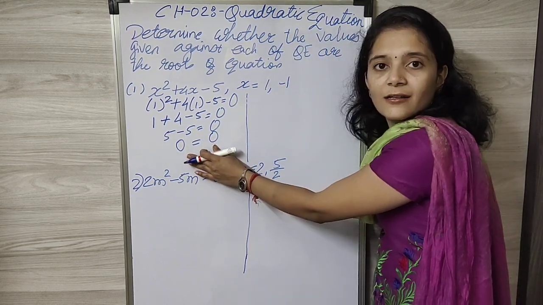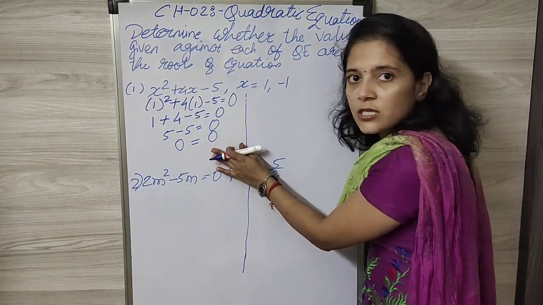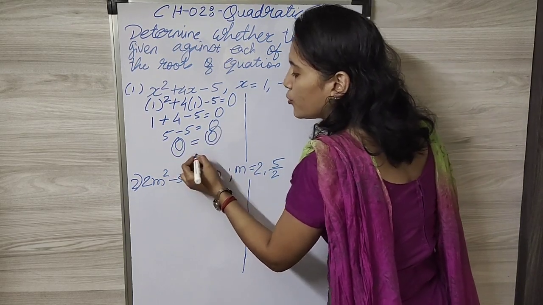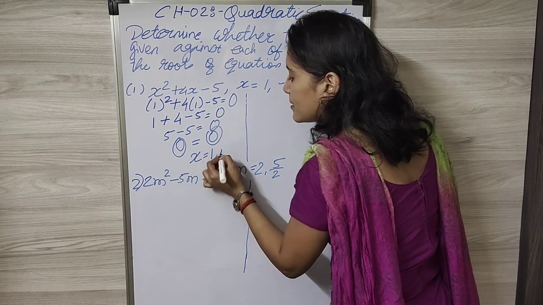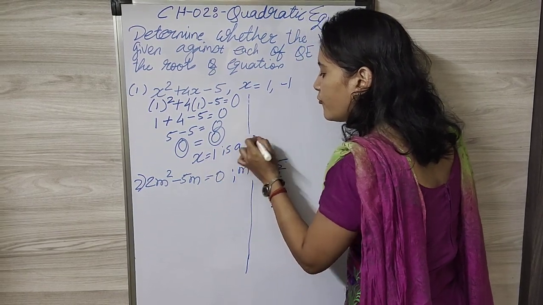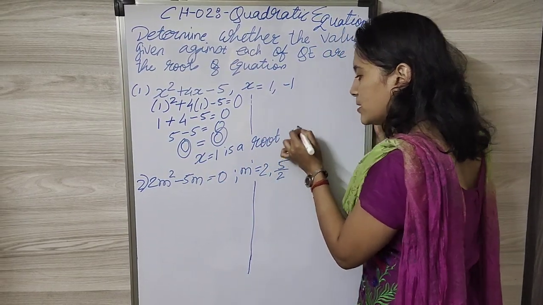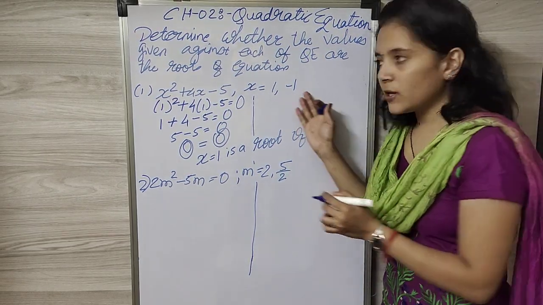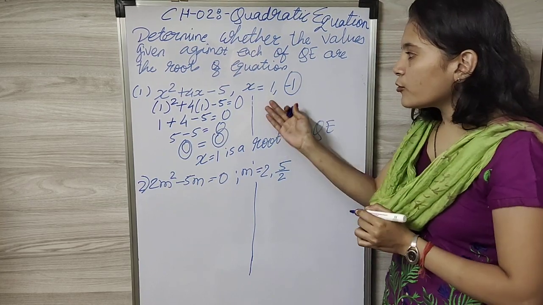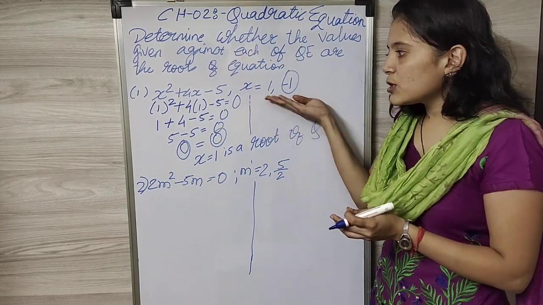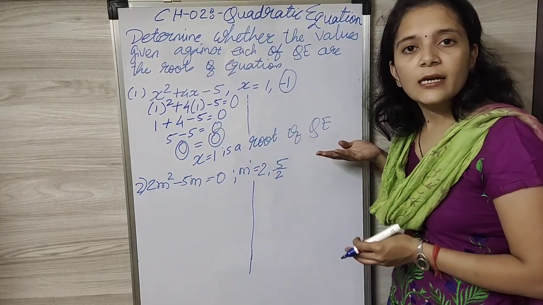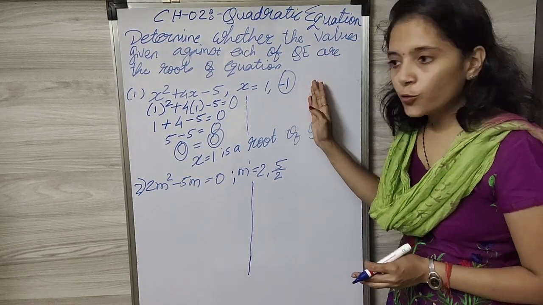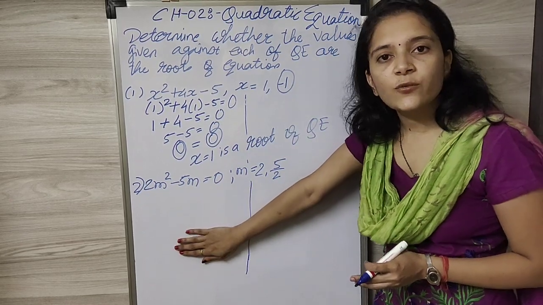5 minus 5 is 0. Now I got the root, that is 0 is equals to 0. When 0 is equals to 0 comes, then this is a root. So x is equals to 1 is the root of the quadratic equation, right? So you need not go on to the next root, because I got the root in the first one, that is x is equals to 1 is a root of the quadratic equation. So we will not shift to the next root, right? Now shifting to the next question.